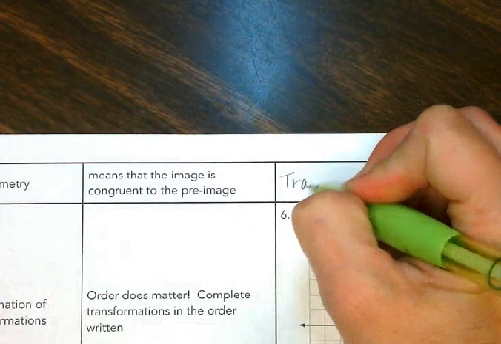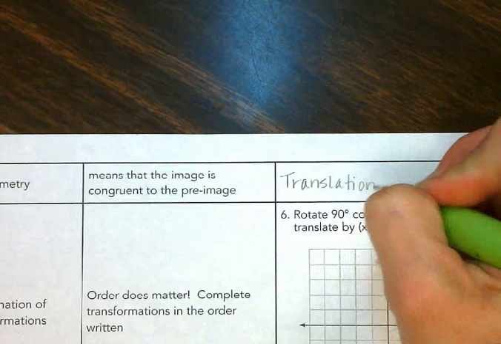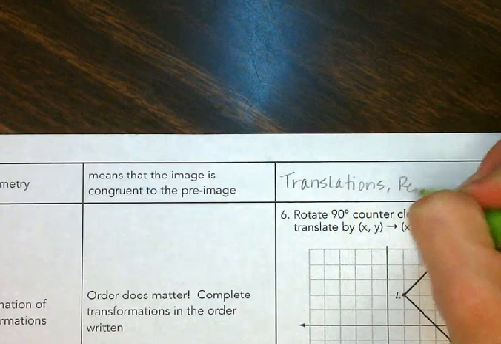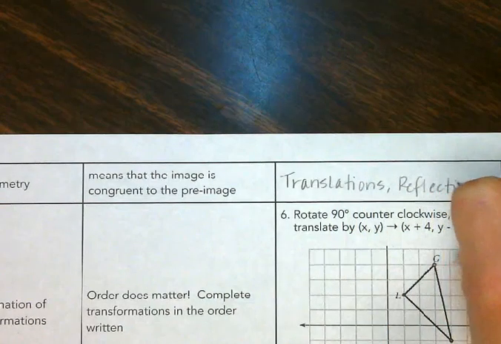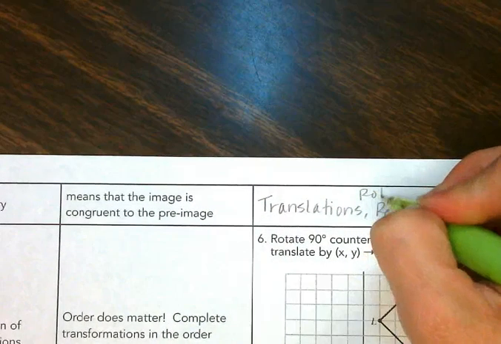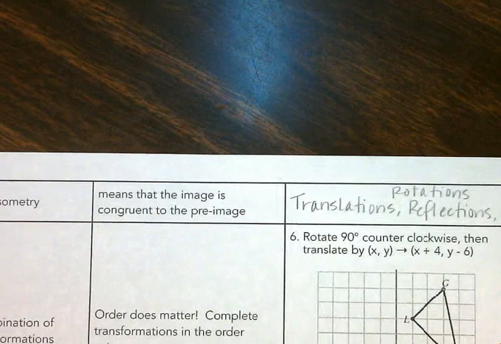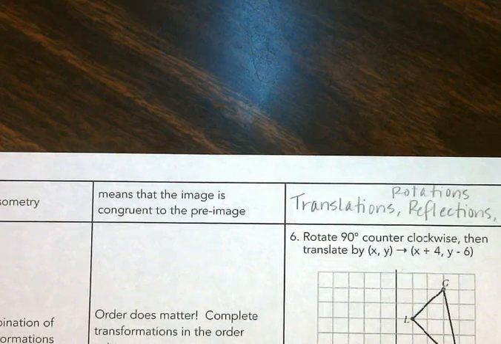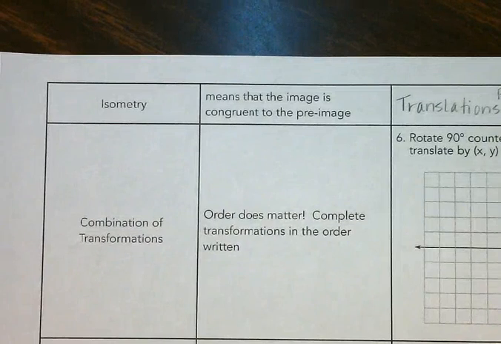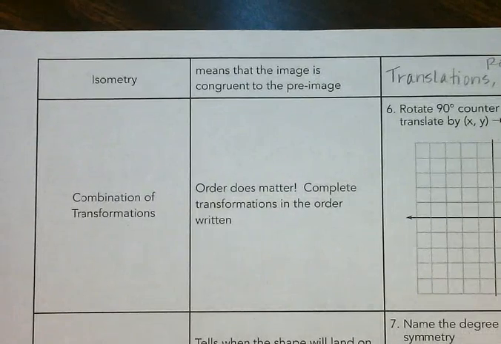But dilations are not isometric. So translations, reflections, and rotations are. Dilations are not, because they're not going to be congruent if they're a different size. So that's just a reminder of what the word isometry or isometric would be, to say that the shapes are isometric.